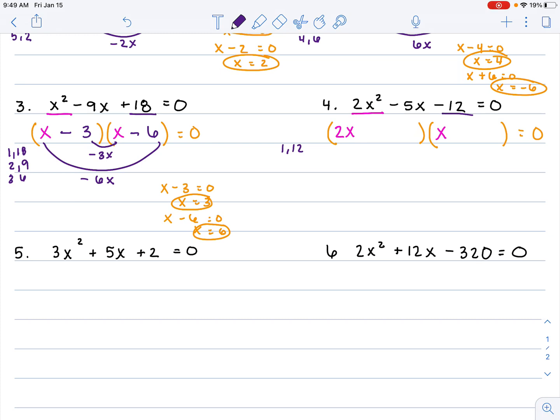Now remember, we've got 1 and 12. And we're going to have to kind of guess and check all of these. So 1 and 12 gives me 1x and 24x. And remember, my goal is to get to -5, so I don't think 1 and 12 are going to be my options there. Okay, we've also got 2 and 6. If I do 2 and 6, I've got 2x and 12x. I don't think that's going to get me to 5 either.